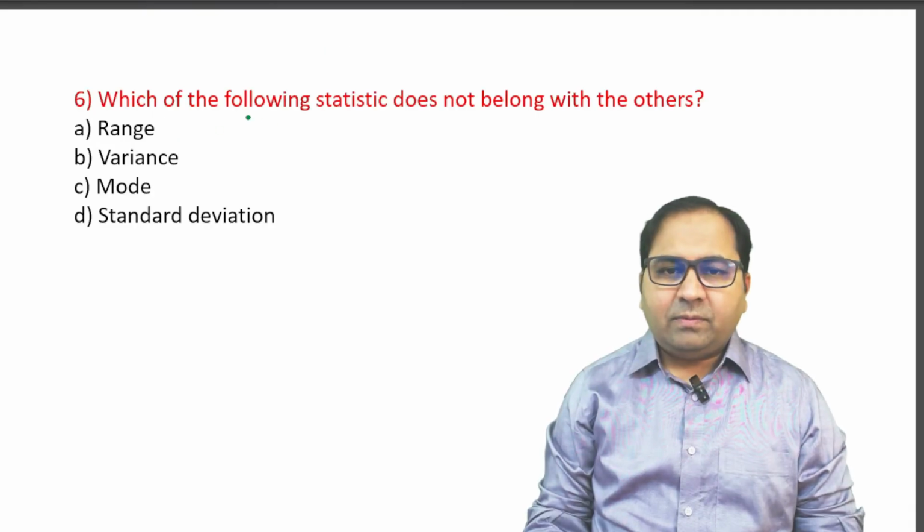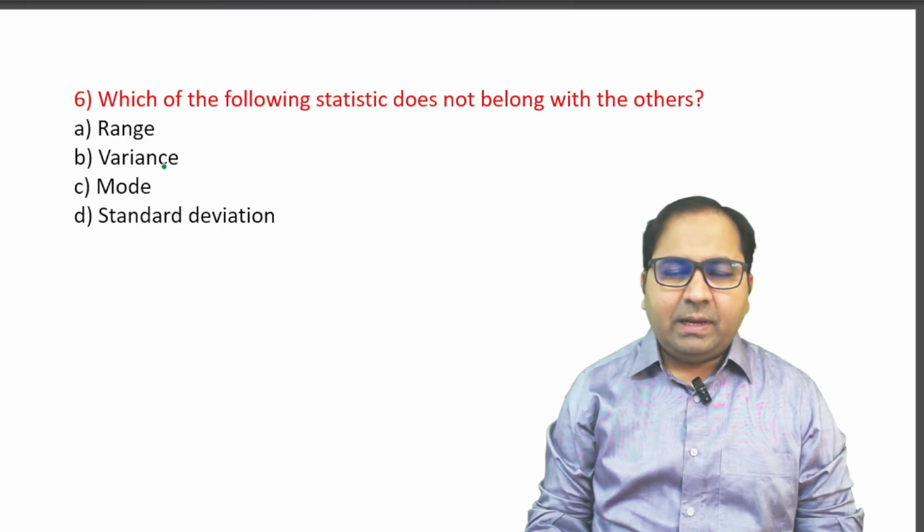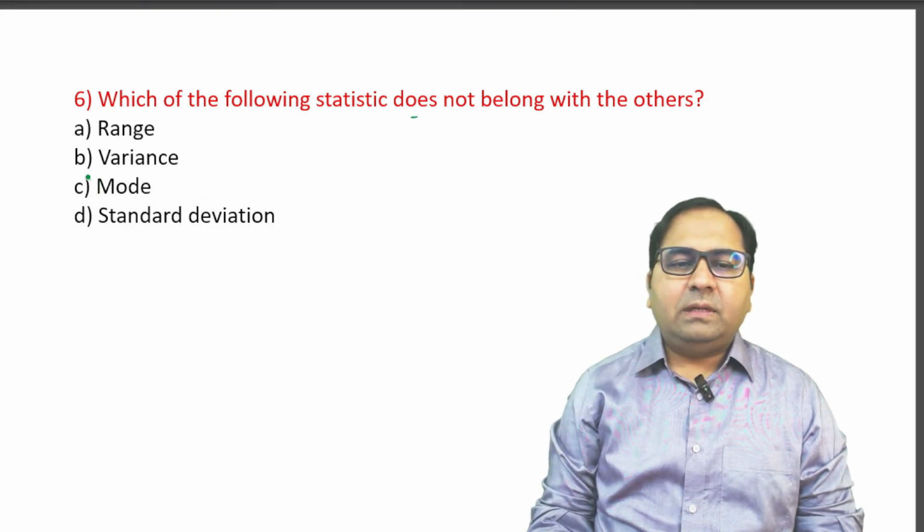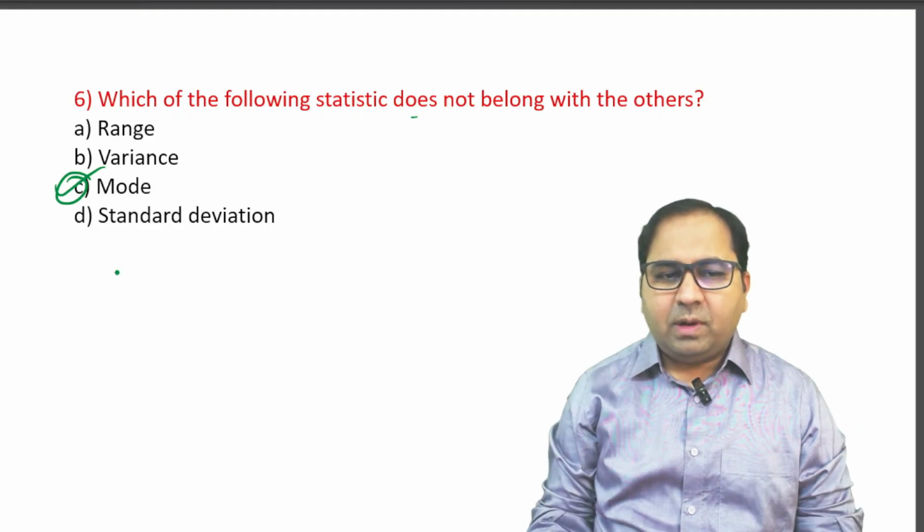Next question. Which of the following statistics does not belong with the others? The options are A range, B variance, C mode, or D standard deviation. Which does not belong with the others? The answer is very easy. It is C, mode. Mode does not belong with the others.